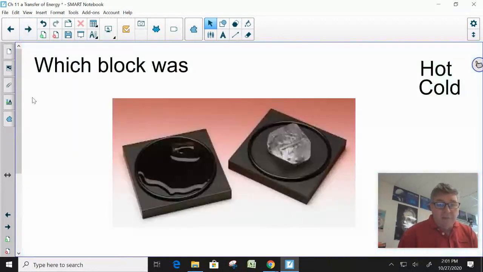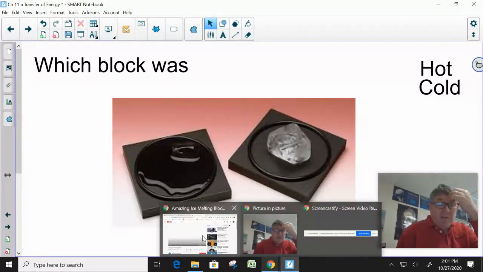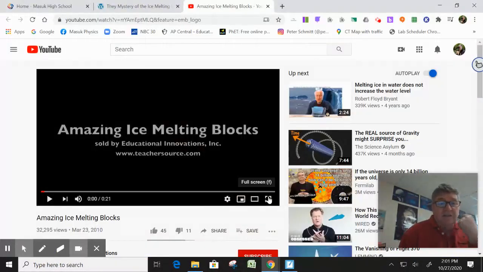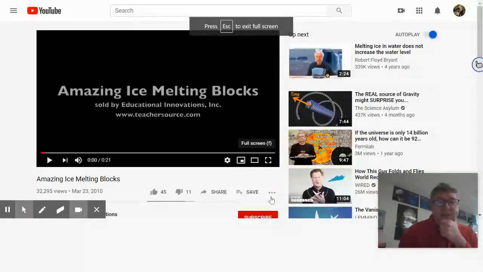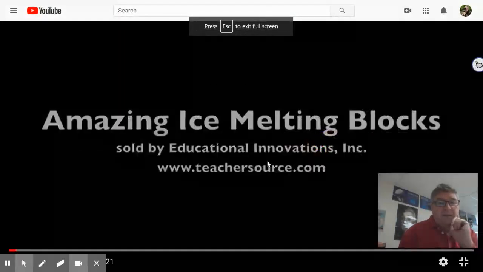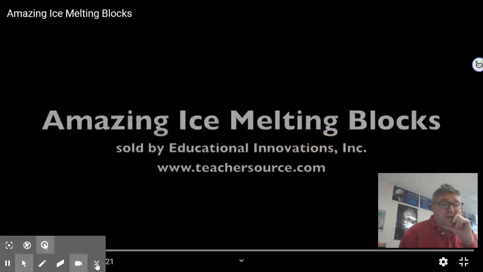And so what happens is that you'll end up with a bunch of ice melting, a big pile of water. These old rings are rubber rings to keep the water from going everywhere. And here's a block of ice that is not melted. I have a video of this occurrence. This is the company that sells this, called Educational Innovations. They sell the product, and it will probably delay for a while. So let me show you the video of this.